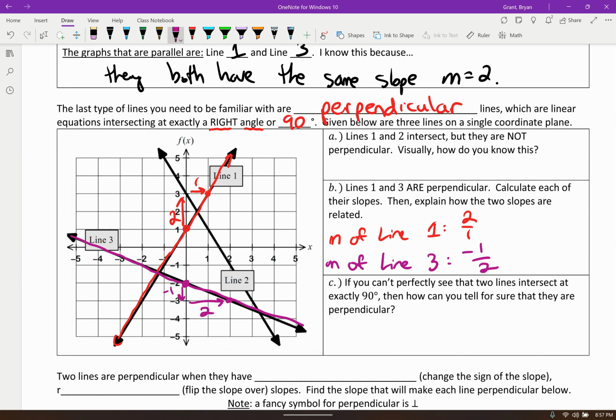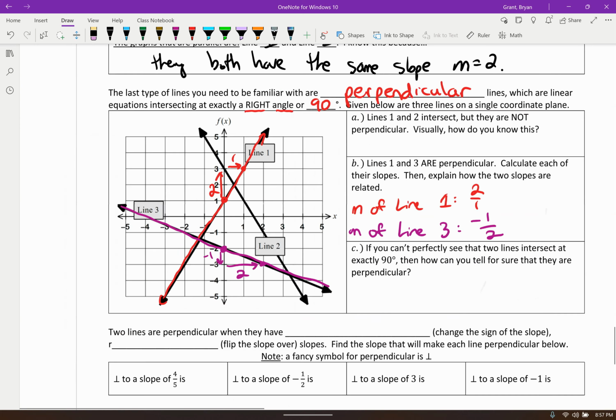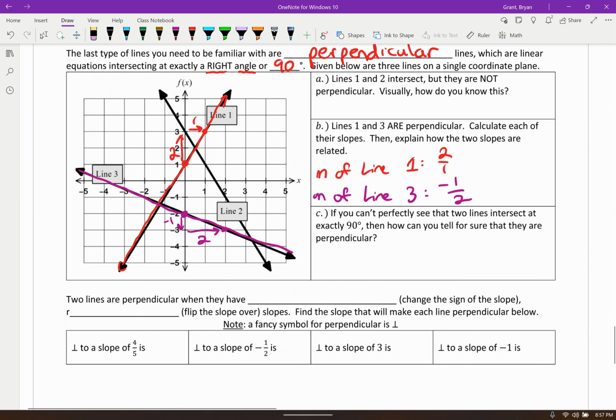It should make sense that if 2 lines cross at 90 degrees, generally one slope will be positive, one will be negative, right? If they're both going up, they're not crossing at 90. One of them's got to go in a downward direction. Okay? So if you can't perfectly see that 2 lines intersect at exactly 90 degrees, how can you tell for sure that they're perpendicular? And the answer is look at their slopes.